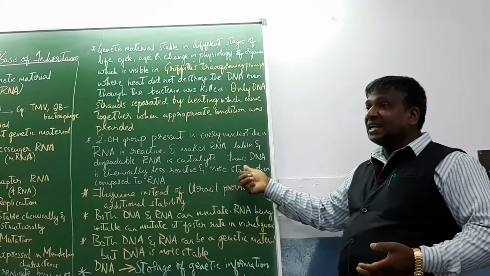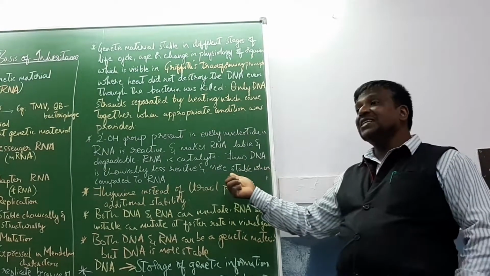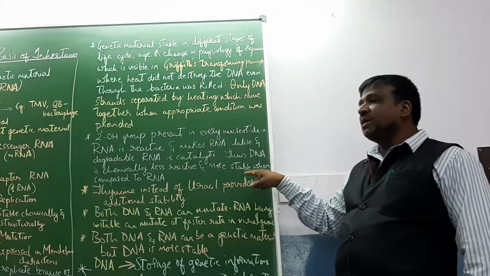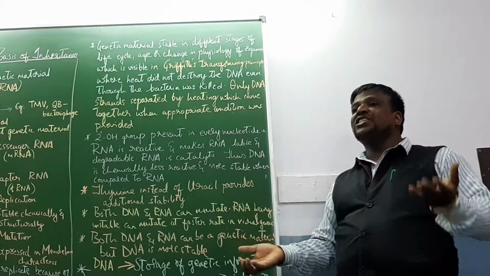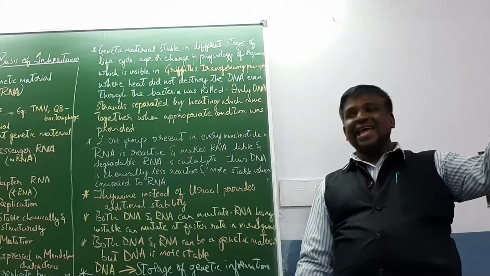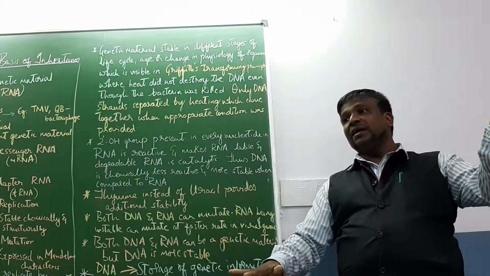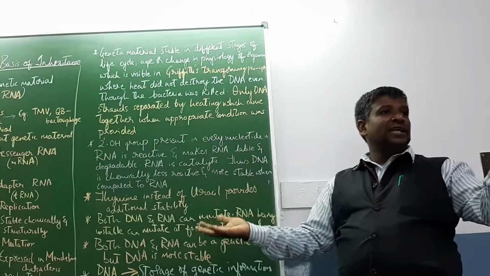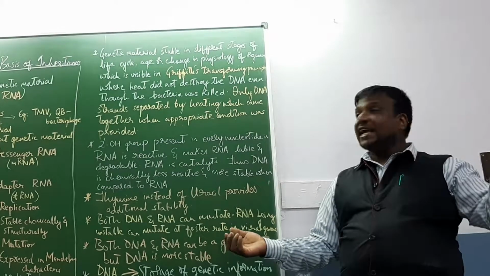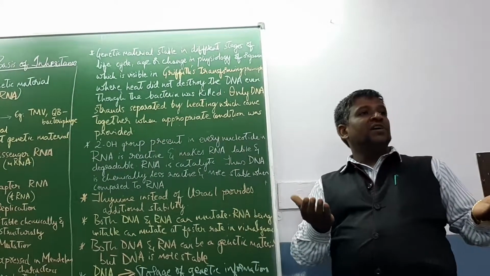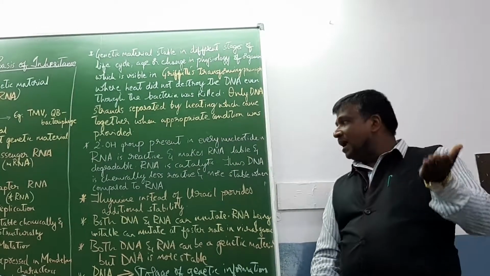RNA is catalytic in function. Thus, DNA is chemically less reactive and more stable when compared to RNA. That is why nature prefers DNA, which is more chemically stable than RNA. RNA, since it has that 2'OH group, is very reactive, and can be easily degraded. That's the reason nature prefers DNA over RNA.